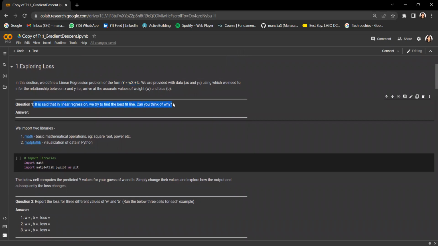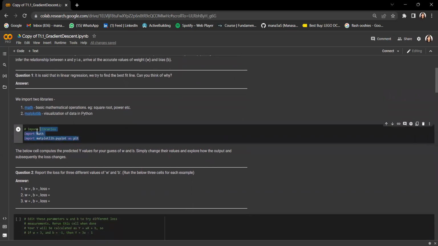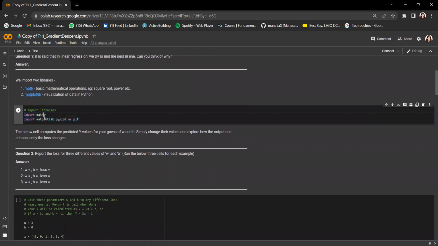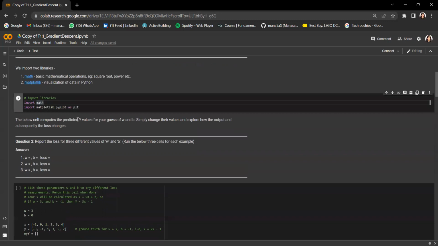It is said that in linear regression, we try to find the best fit line. So here we're trying to model this function, and this function happens to be the equation of a line. So we're trying to find a model that best fits this function, and hence best fits a line. So we import a few Python libraries, such as math and matplotlib. Matplotlib is essentially a data visualization tool in Python and helps us use visualization methods such as scatter plots and bar charts.